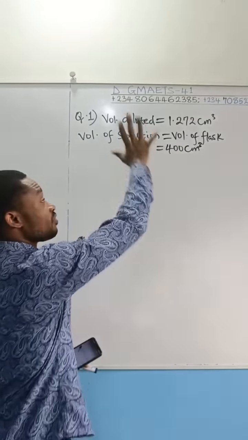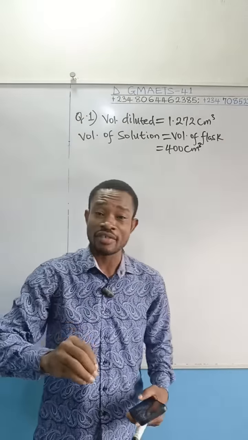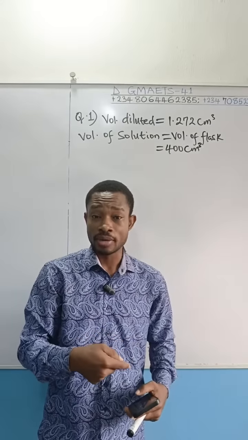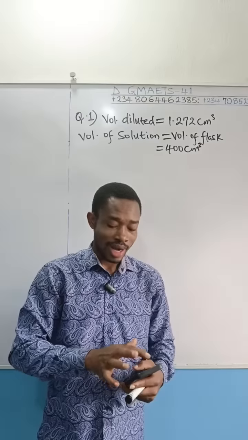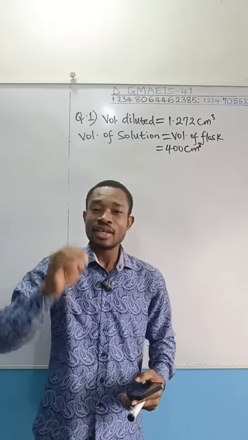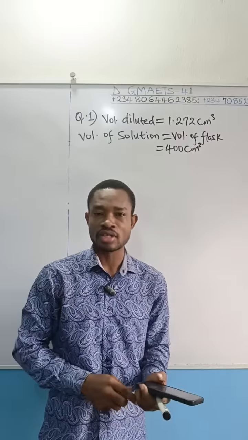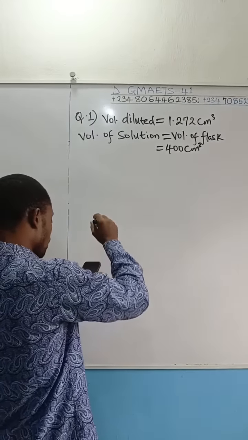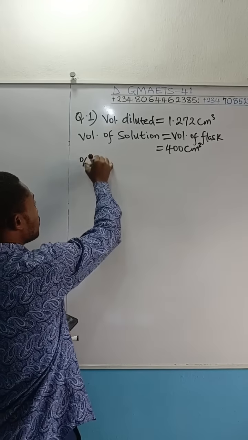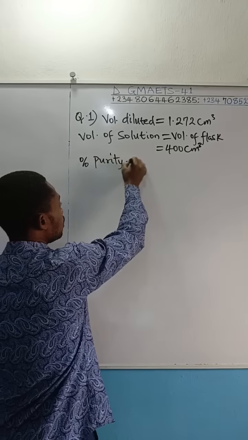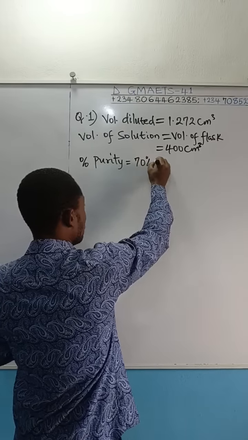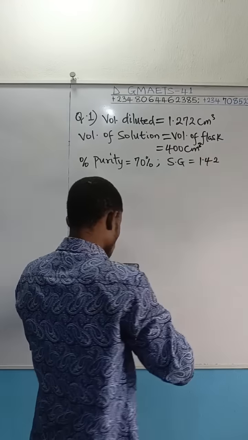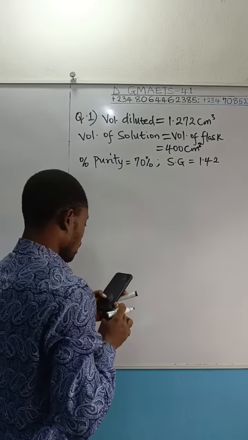Because once you are given this information and the specific gravity of the acid, and you know the name of the acid, which in this case is HNO3, trioxonitrate 5 acid, you can actually calculate the molar concentration, that is the molarity, of the acid. Let me be fast in doing this on the board. Further information given about the acid is that the percentage purity of the acid is equal to 70%, and the specific gravity, SG, is 1.42.